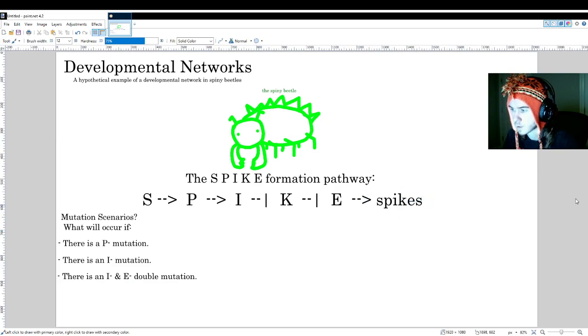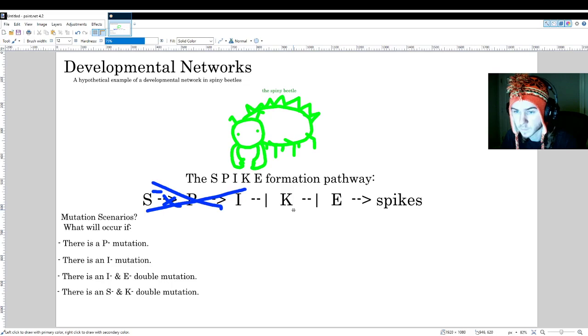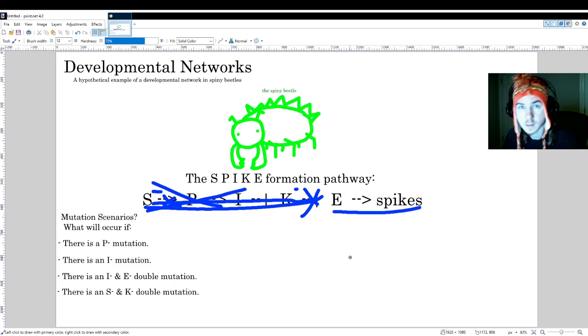Then we have finally an S and K double mutation. S minus means we're not going to be producing any of this whole part of the tree all the way down to I. So that's all gone. But that doesn't matter this time because we also won't be producing K, which means there will be no inhibition of E to start with. So all of this part of the pathway doesn't matter, and you're going to have spikes.